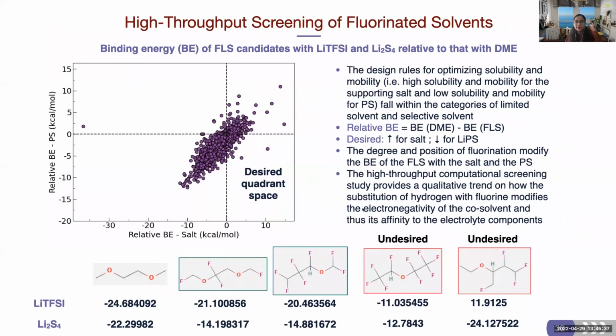We also correlated the binding affinity of the solvent with the polysulfide species and the salt, both with respect to the state-of-the-art system DME, in order to find the design region of space in which the solvent can solubilize the salt, but has lower affinity for these polysulfide species. Okay, so here, the fourth quadrant, the lower quadrant, is where we can have solvents with lower solubility for polysulfides, but higher solubility for salts.